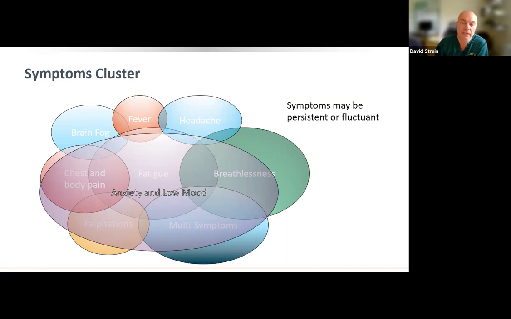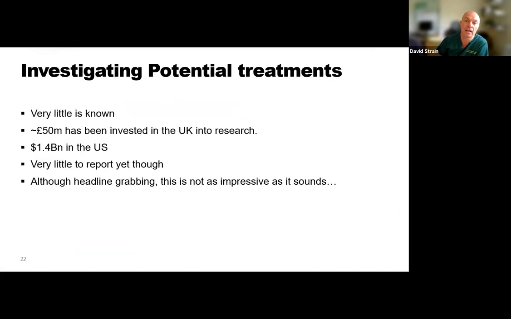So what are we up to in the research for this? Well, what we want to do is find a potential treatment, but we can only really start looking for treatments properly when we start looking at the underlying causes. Now, so far in the UK, we have invested about £50 million of NIHR money, and there's about a similar amount of money that's been coming from other groups into looking at research.